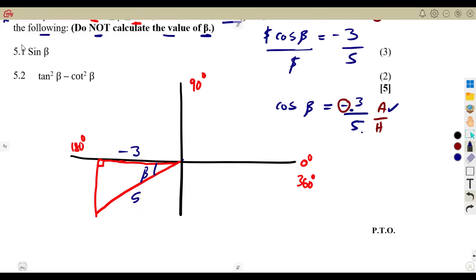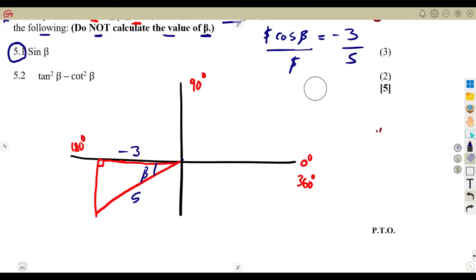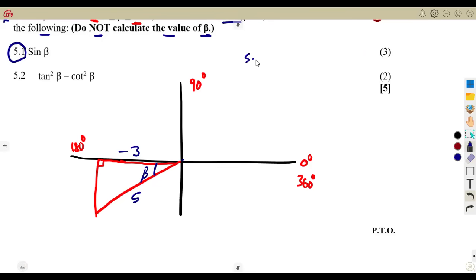So with this triangle, we can find the value of sine beta. We can determine sine beta because we understand that the sine of beta is equivalent to opposite over hypotenuse, from those ratios. So we need the opposite according to this angle. We need this opposite, which we do not have. So let's calculate the opposite first.